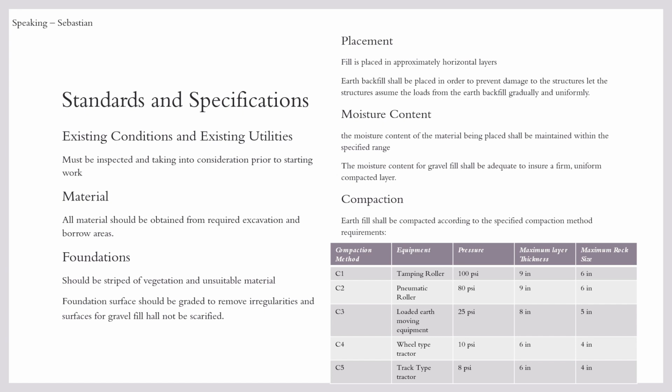Then we have placement, which is fill is placed in approximately horizontal layers. Then we have moisture content. The moisture content of material being placed shall be maintained within the specific range. And finally, we have compaction, which is earth fills shall be compacted according to the specified compaction method requirements. And then we have the compaction methods in this table on the bottom right that you can see.